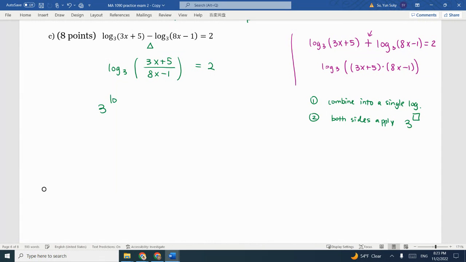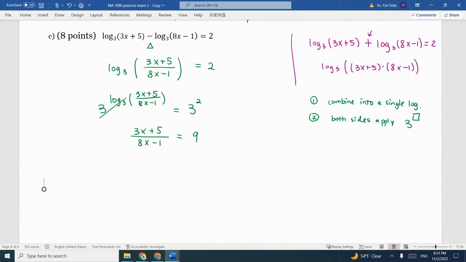So 3 to the log base 3 of (3x plus 5) over (8x minus 1) equals 3 squared. Right, everybody? Then 3 and log base 3 cancel. So we have (3x plus 5) over (8x minus 1) equals 3 squared, that is 9. Okay, so we want to solve for x.